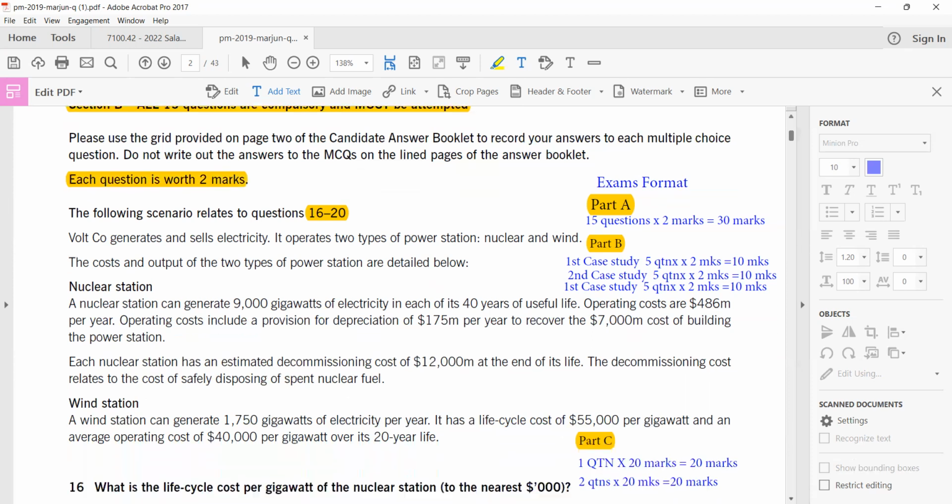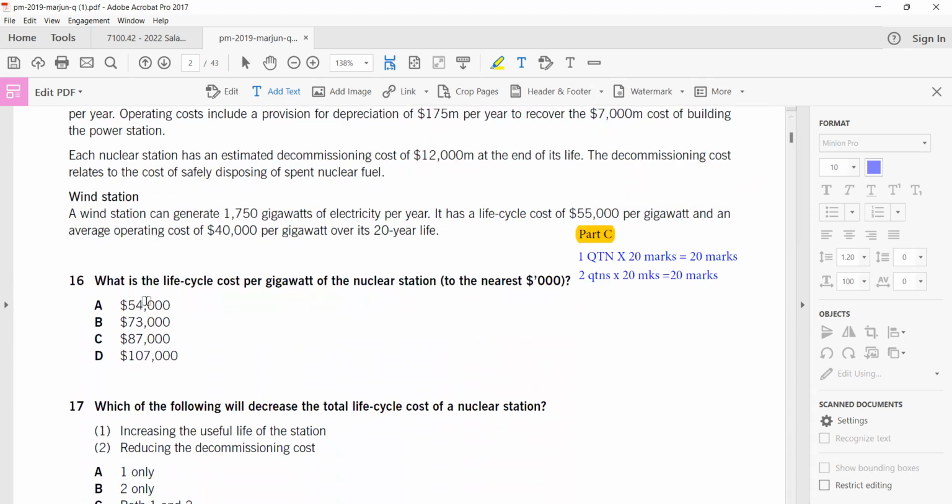Now let's proceed. Before you read questions like this, you need to read the requirements, the first 2 requirements, before you read the main question. So the first one says, what is the life cycle cost per gigawatt of the nuclear station to the nearest housing? Then the next one says, which of the following will decrease? That one we'll answer later. First, question 16 is a calculation. Let's go in there and give it a bash.